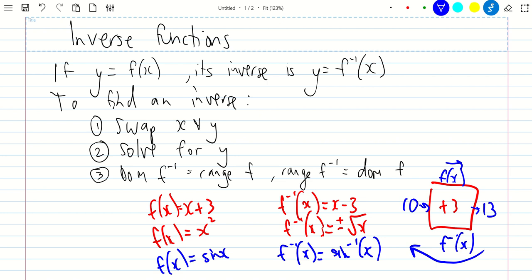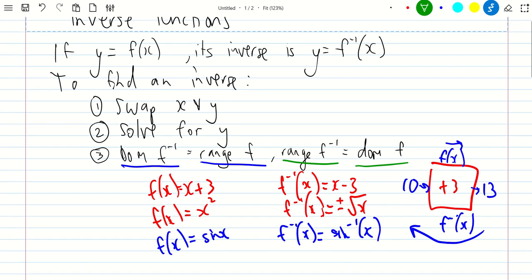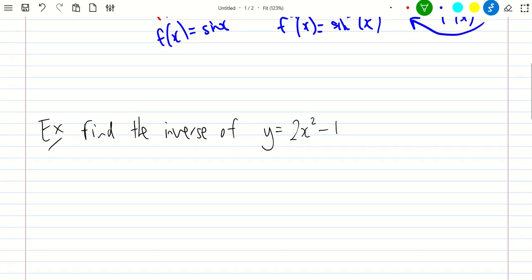Because x and y have swapped, the domain and range just swap. If you're trying to find the domain of the inverse, that's simply the range of the original function. And if you're trying to find the range of the inverse function, that's the domain of the original function. So all we're saying is the domain and range swap between the function and its inverse. Hope that makes sense. To make it make more sense, let's have a look at an example.